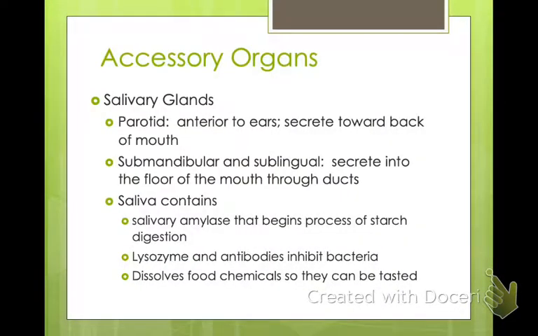So let's start with the salivary glands. There are 3 sets of salivary glands. There's the parotid glands, and in your textbook you'll be able to see where these are, and they have ducts that all empty into the mouth. The parotid salivary glands are anterior to the ear, so they're a little bit in front of the ear, and they secrete saliva to the back of the mouth. In your textbook there's a picture. I don't have one in this particular slideshow, but if you're following along with your book, you can see where they are located in the mouth.